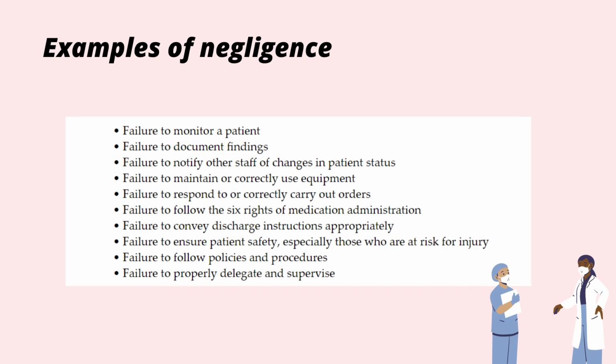Examples of negligence: failure to monitor a patient, to document findings, to notify other staff of changes in patient status, to maintain or correctly use equipment, to respond or to correctly carry out orders, to follow the 6 rights of medication administration, to convey discharge instructions appropriately, to ensure patient safety, especially for those who are at risk of injury, failure to follow policies and procedures, failure to properly delegate and supervise, and there are many, many of them in the list.